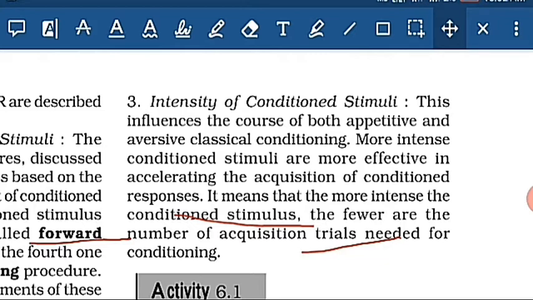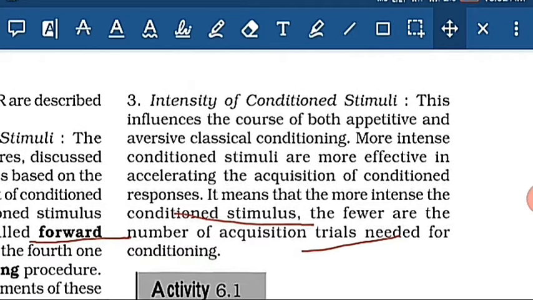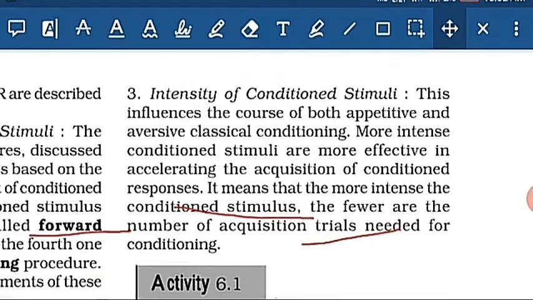In the same way, in classical conditioning, the intensity of food for the dog is very high, because the dog was kept hungry for several days. So the intensity of the stimulus is very high. That's why there are fewer trials to produce the response, that is, the secretion of saliva by the dog.